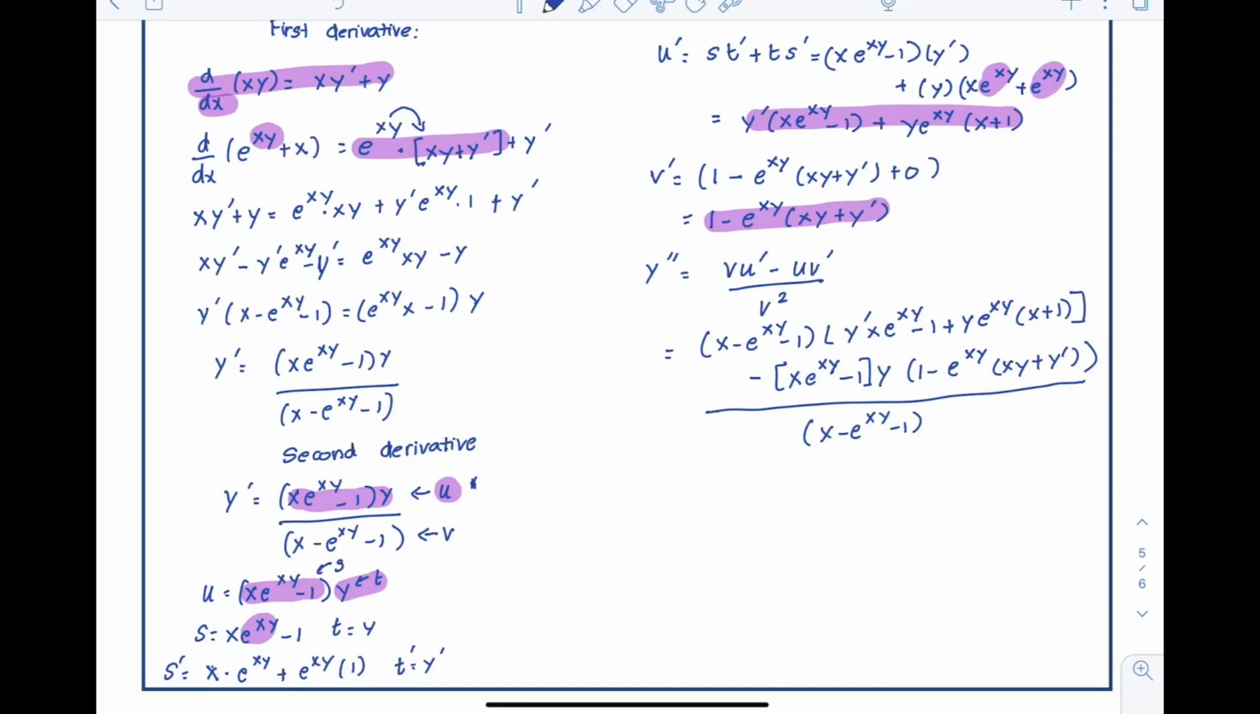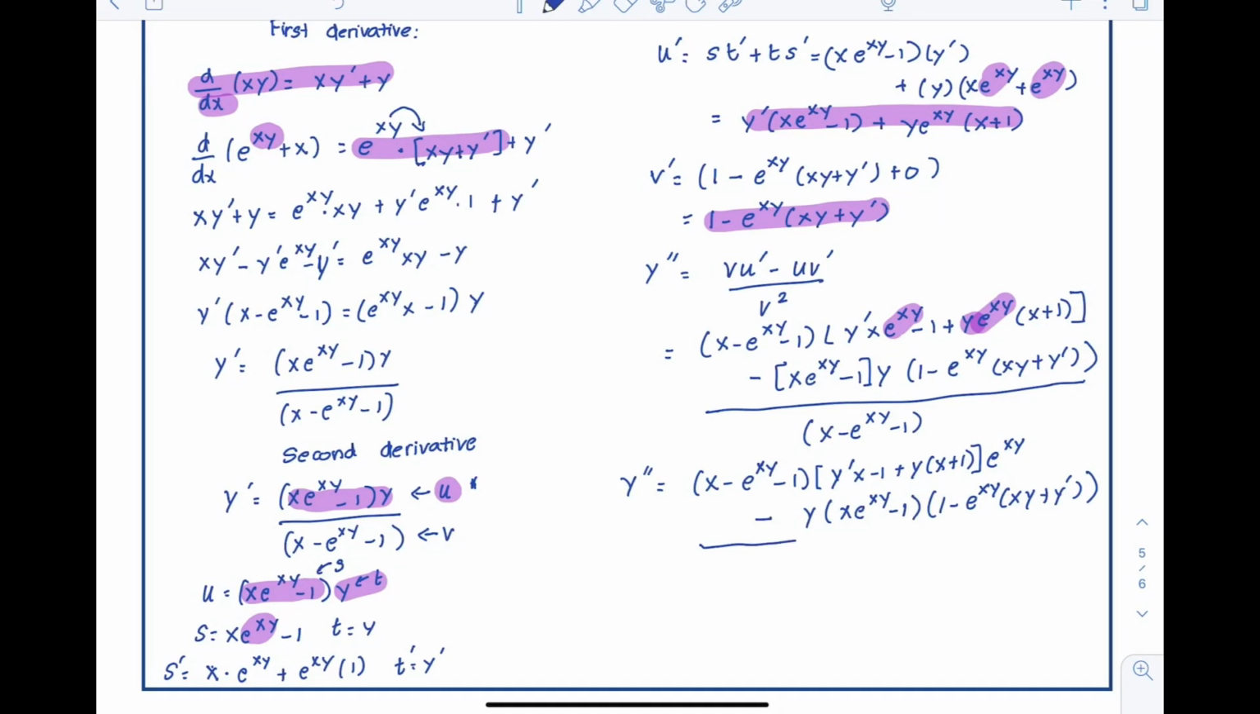So the second derivative would equal x minus e raised xy minus 1. I have e raised xy in common right there and there. So if I pull that out, I have y prime x minus 1 plus y times x plus 1 multiplied by e raised xy, minus the next term, y times x e raised xy minus 1 times the other term, 1 minus e raised xy times xy plus y prime, all over x minus e raised xy minus 1 squared.